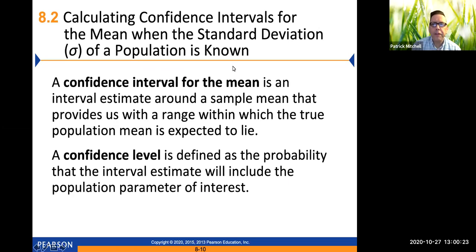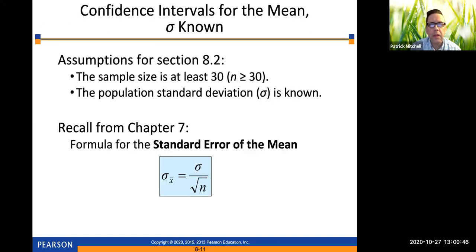A confidence interval for the mean is an interval estimate around a sample mean that provides us with a range within which the true population mean is expected to lie. A confidence level is defined as the probability that the interval estimate will include the population parameter of interest. So the assumptions in this section are that the sample size is at least 30, and most importantly, that the population standard deviation sigma is known.